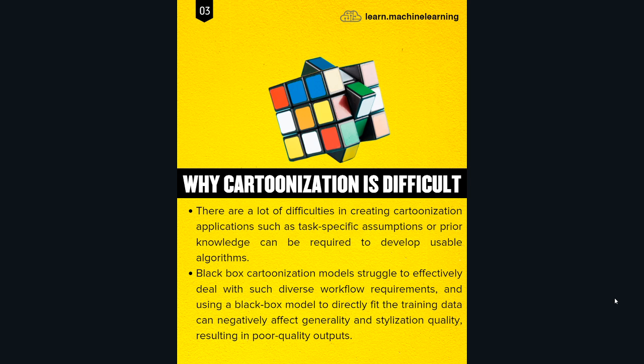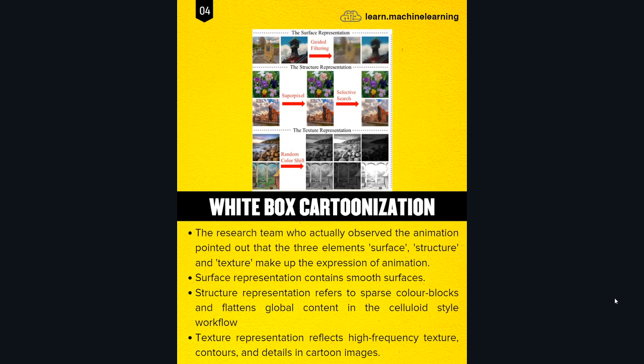So what the authors did is create a white box cartoonization method, where the researchers closely worked with artists and identified three separate representations, which mix to make an animation image. The three representations are the surface representation, the structure representation, and the texture representation. So what exactly are these three?